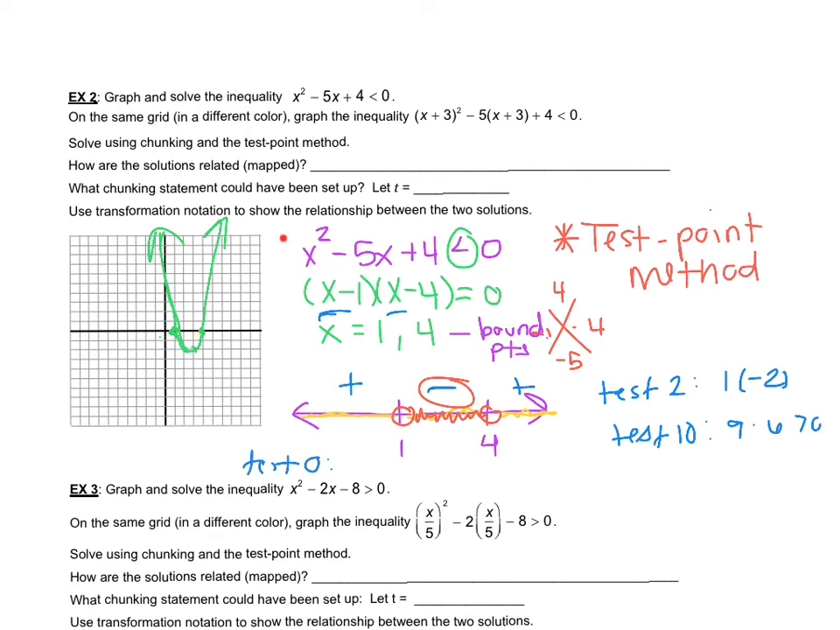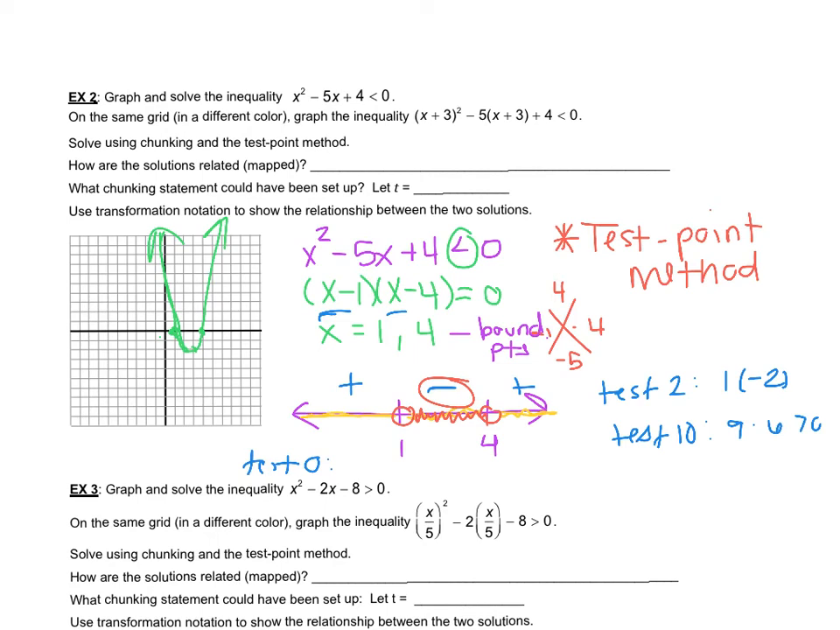But algebraically, when is that less than 0? That's where the test point method comes in. So again, we find where it equals 0, and then we test points on the 3 intervals of the number line that those zeros break the number line into. So we see from that it is negative right there between 1 and 4.